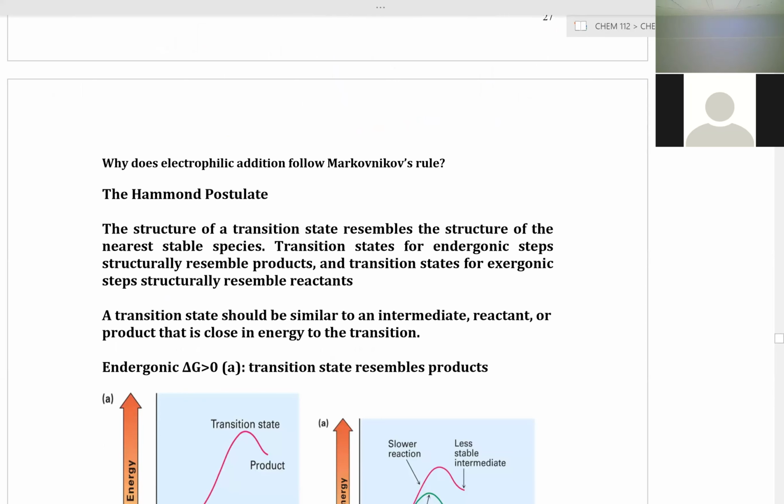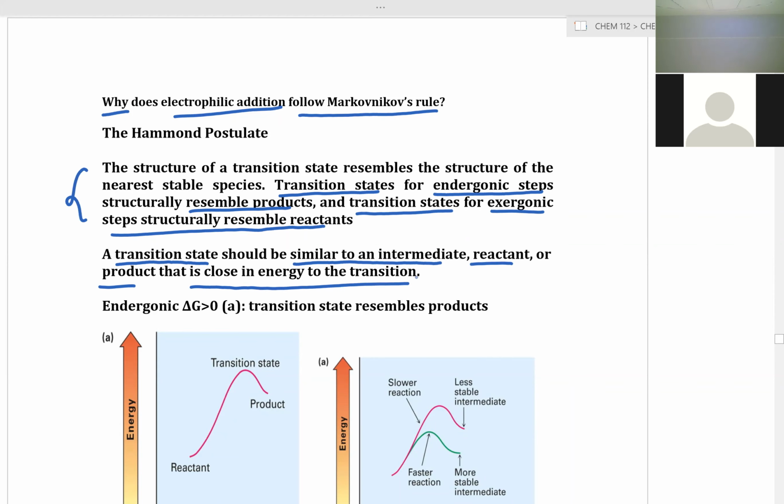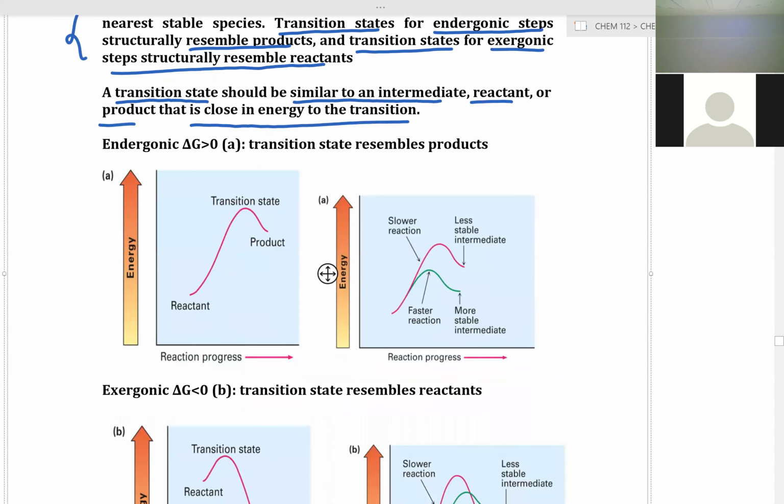Okay, so let's next answer the question, why does electrophilic addition follow Markovnikov's rule? Why does this rule hold up? Well, we know from the Hammond postulate, the transition states for endergonic steps resemble the products, and the transition states for exergonic steps resemble the reactants. The transition state should be similar to an intermediate, reactant, or product that is close in energy to the transition state.